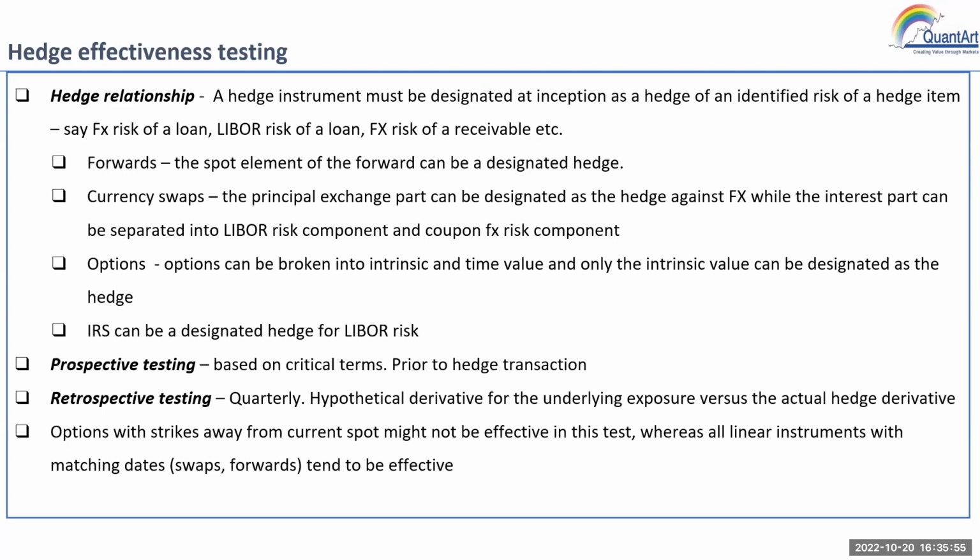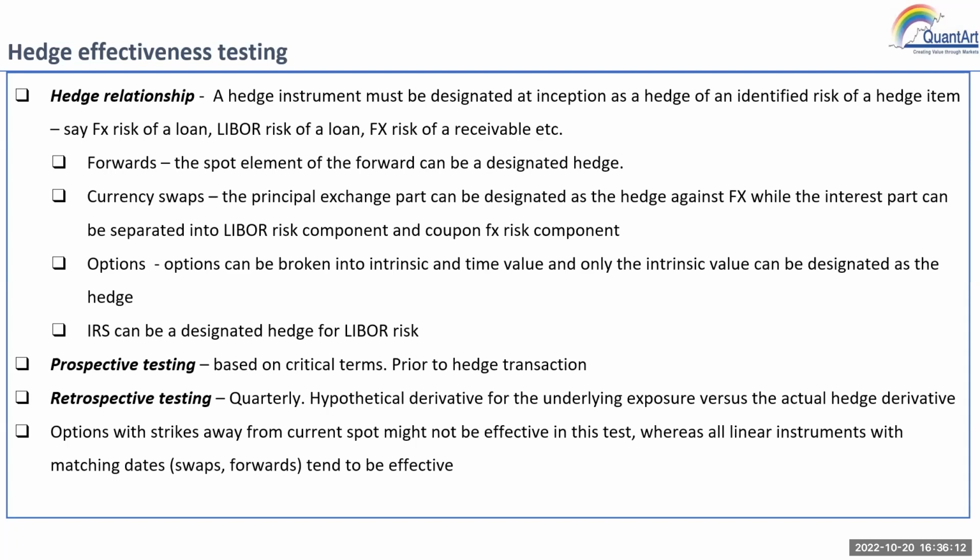For example, if you do a forward and the cash flow that you are hedging with the forward gets postponed, then what? How do you account for it? So you have to document all of that, and you have to maintain the hedge relationship in a seamless fashion. Okay, that's a major task.